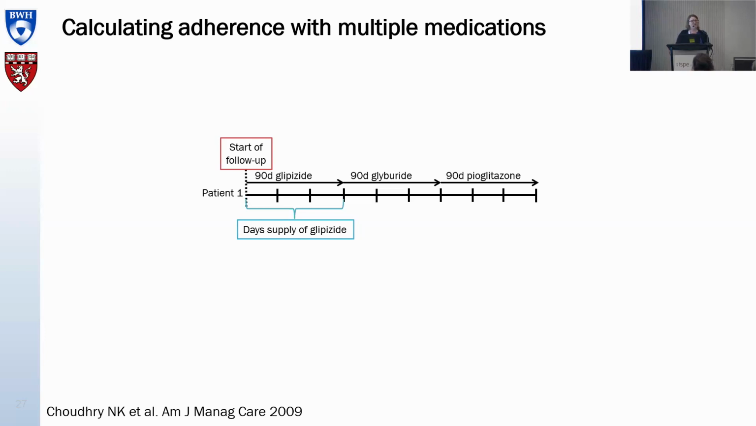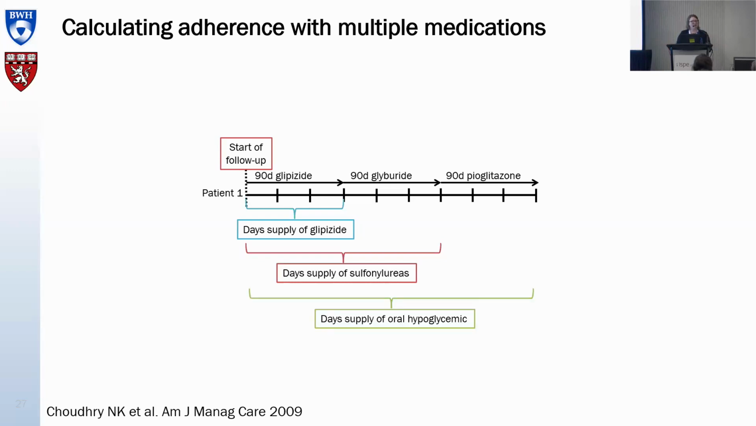But if I'm saying, okay, I want to allow it at the class level, so any sulfonylurea is fine. Well, glipizide and glyburide are both sulfonylurea medications. So now her adherence is actually 60 days or whatever this is, much longer. It's like 2/3 of the entire window. But if I say, okay, as long as she's covered with a diabetes medication, period, what does that look like? Well, then she's actually fully adherent the entire time.